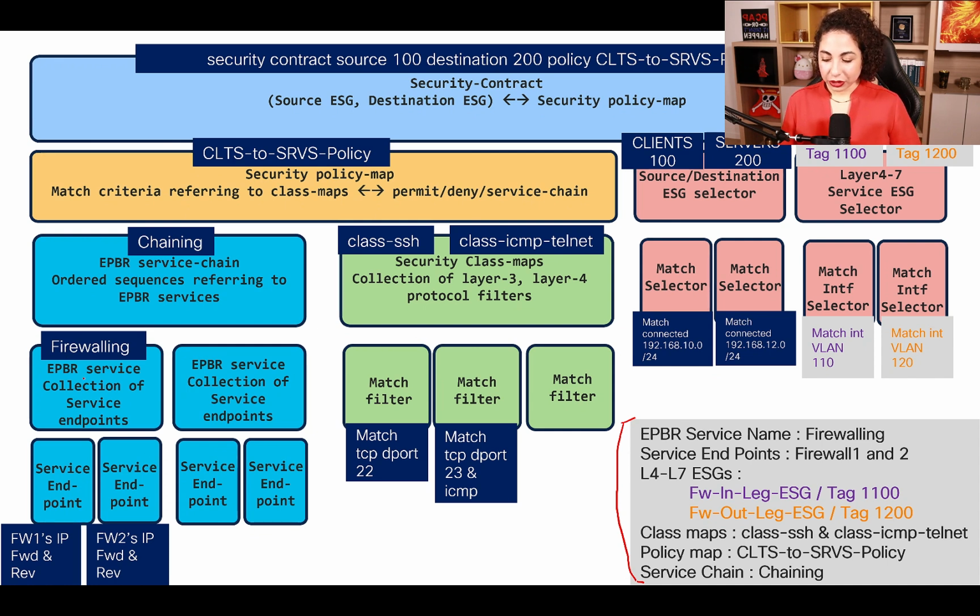So first, we want to configure our firewalling service, which is named firewalling. So this is the construct, okay? So this one is being called here. And the firewalling is the collection of service endpoints. We mentioned it multiple times. For our service endpoints, we have two: firewall 1 and firewall 2. As you can see here, I have mentioned firewall 1's IP forward and reverse address.